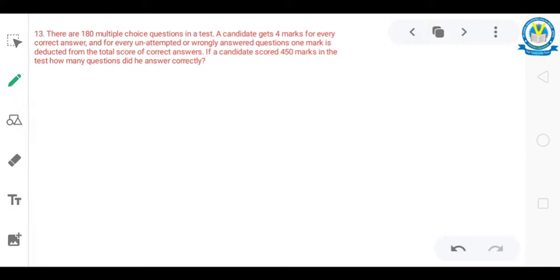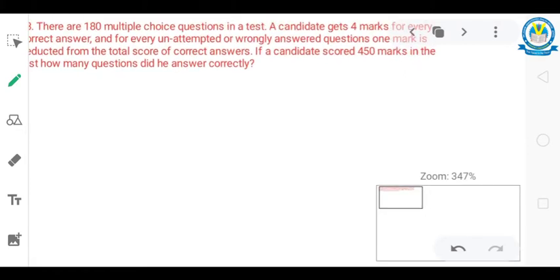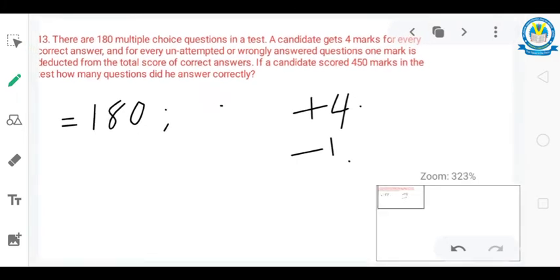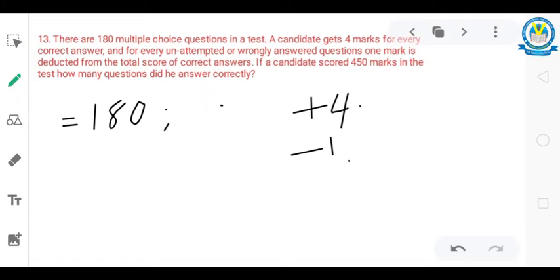Students, first of all, read the question carefully. There are 180 multiple choice questions. Total questions are 180. Each correct answer carries 4 marks, and each wrong answer or unattempted question carries a deduction of 1 mark from his gained score.